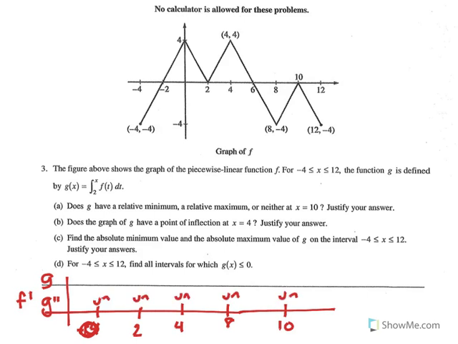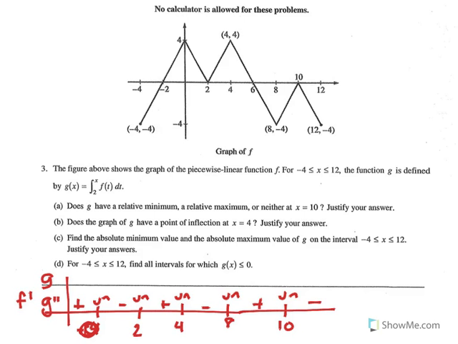Okay, now, are the slopes positive or negative? Before 0, the slopes are positive, then negative, then positive, then negative, then negative again. Oh, nope, between 8 and 10, they are positive, and then negative after 10.